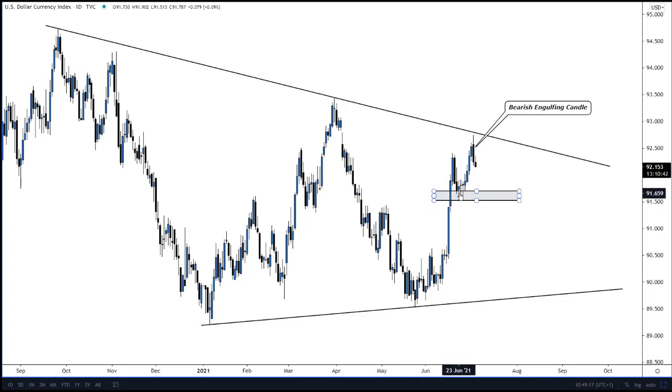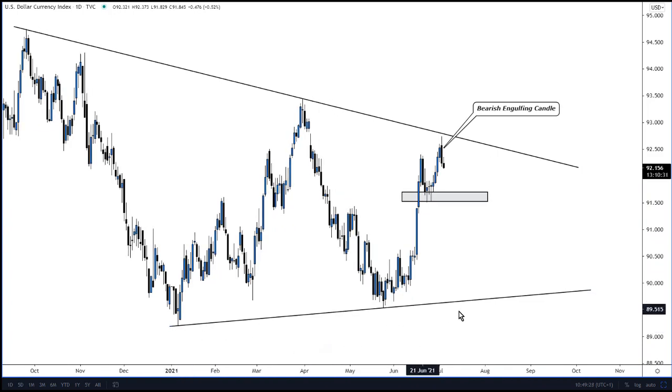Back into these lows here would be first kind of targets for me, and then if we break this level here, then potentially back into this trend line support here.